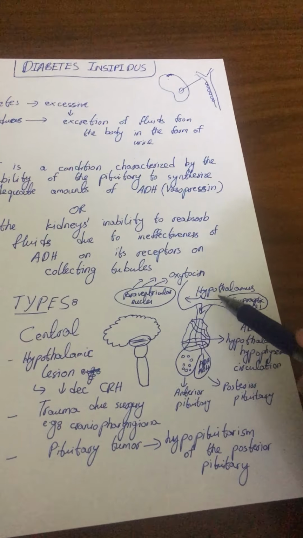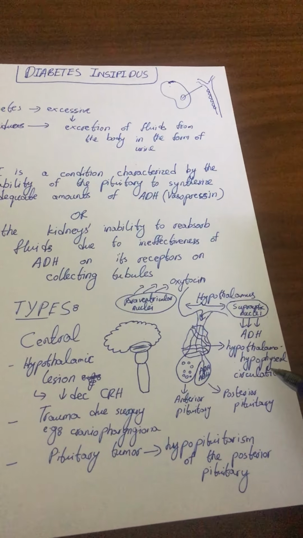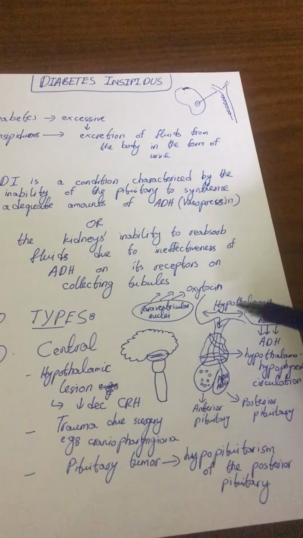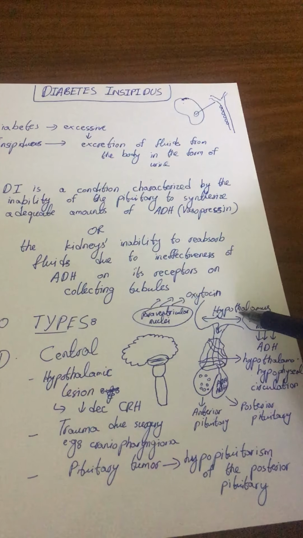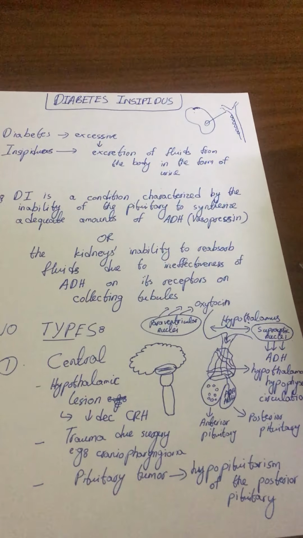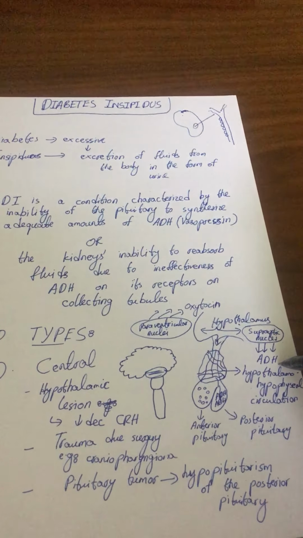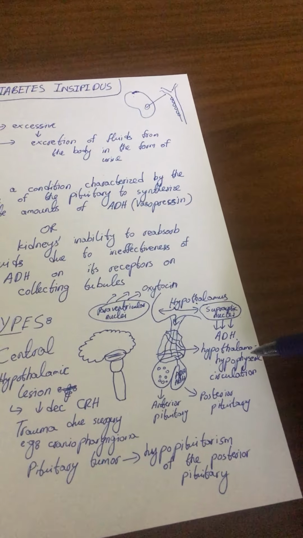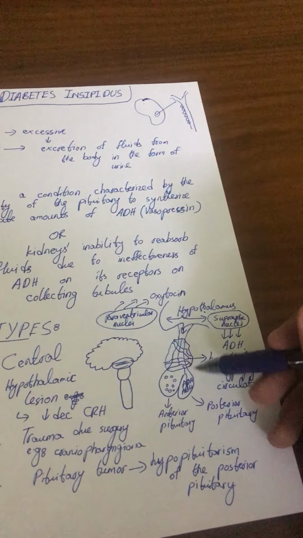Normally we have the hypothalamus, the pituitary gland, the pituitary stalk, and the hypothalamo-hypophyseal circulation. In the hypothalamus we have two nuclei, the paraventricular nuclei and the supraoptic nuclei. The hypothalamus synthesizes CRH, the corticotropin releasing hormone, which stimulates the supraoptic nuclei to synthesize ADH. ADH then travels down the pituitary gland and also through the hypothalamo-hypophyseal circulation into the posterior pituitary, where it is stored in the nerve endings.